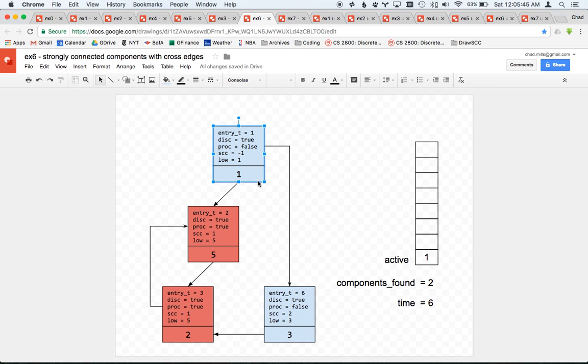Then I return to its parent, and I discover that this parent vertex has no more edges, and therefore I check to see whether low of 1 is 1. It is. Increment the components found to 3, pop 1 off the active stack, and mark its strongly connected component as 3. Therefore, there are 3 strongly connected components in this graph, the first of which consists of these 2 red vertices, the second of which consists of the sole vertex 3, and the third of which consists of the sole vertex 1. And that is all.